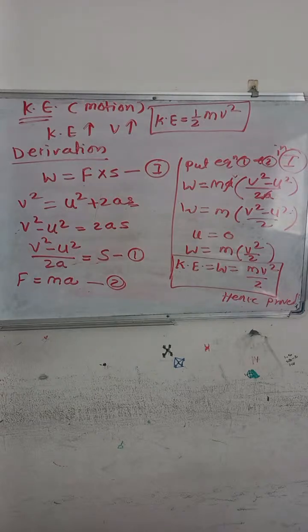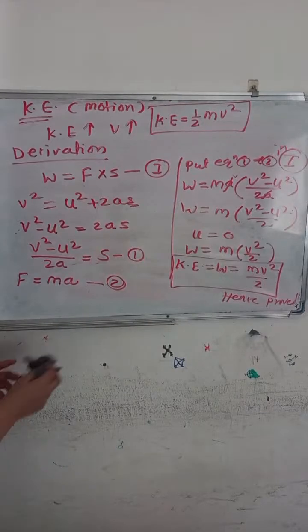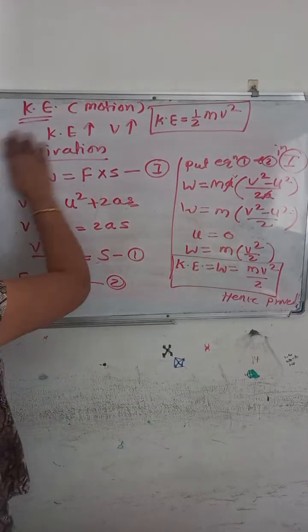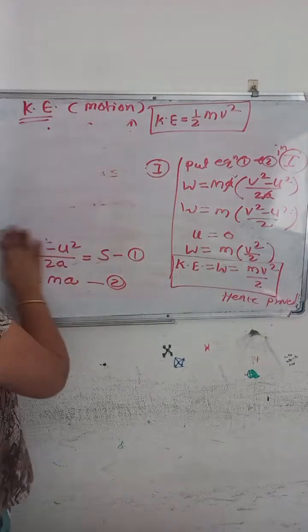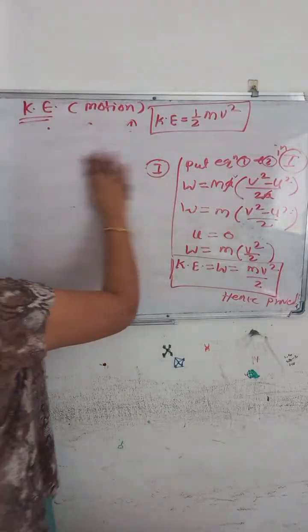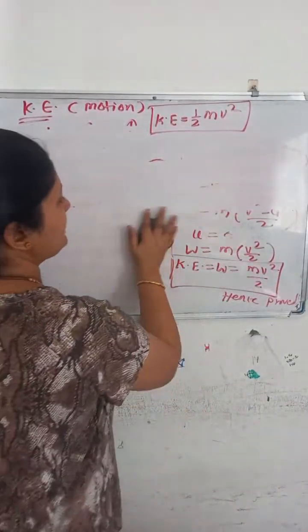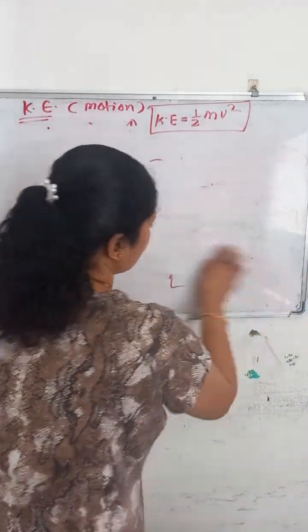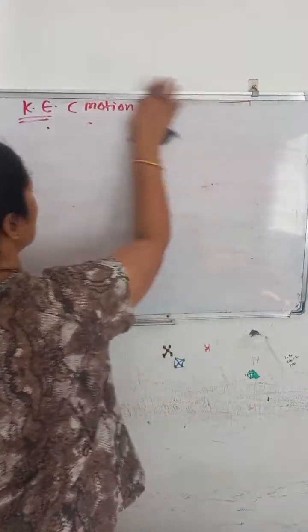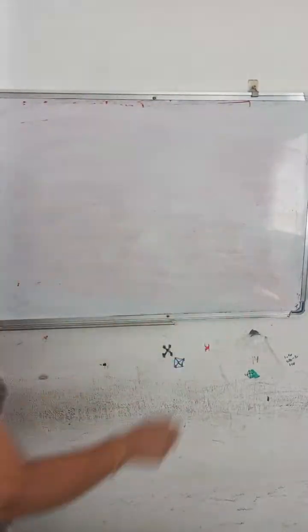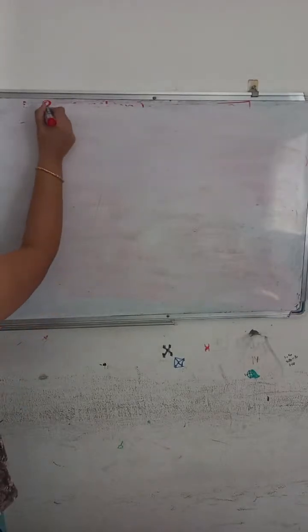Okay, took everyone's screenshot. Now we will go for potential energy. Potential energy is very easy. We can derive it in 2 steps only. So I hope everyone understood the kinetic energy and its derivation. I tried my level best to explain this derivation, and this derivation is very important from the exam point of view. 100% there is a chance this derivation will be asked in the exam. Now we will go for potential energy.